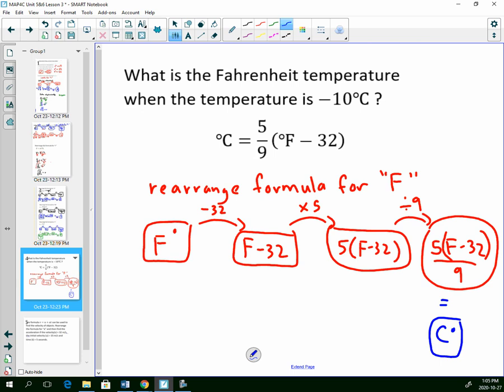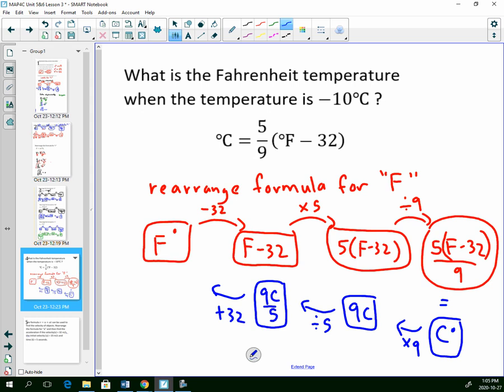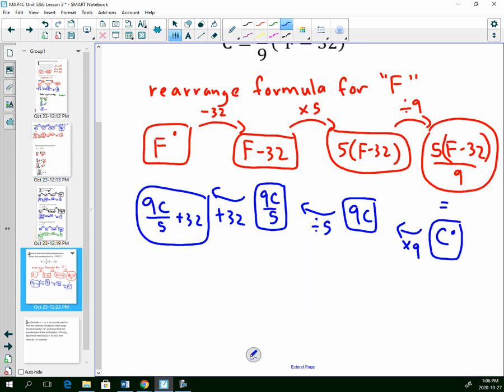So divided by 9 becomes multiplied by 9. So we get 9C. Multiplied by 5 becomes divided by 5. So we get 9C divided by 5. And then minus 32 becomes plus 32. So I can see that my formula for Fahrenheit is 9C over 5 plus 32.